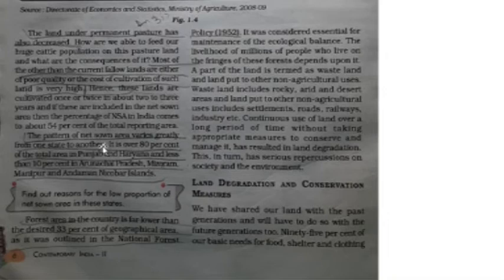So the pattern of net sown area varies greatly from one state to another. It is over 80% of the total area in Punjab and Haryana, and less than 10% in Arunachal Pradesh, Mizoram, Manipur, and Andaman and Nicobar Islands.